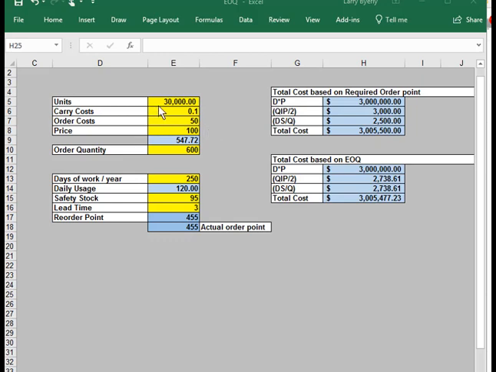So in this case, 30,000 units is how many units we sell per year. The carrying cost is 10% of the price. Order costs are $50 per order, and we currently sell the product for roughly $100 per unit. So the economic order quantity that would minimize the cost is 547.72 units. So let's roughly say 548 units.